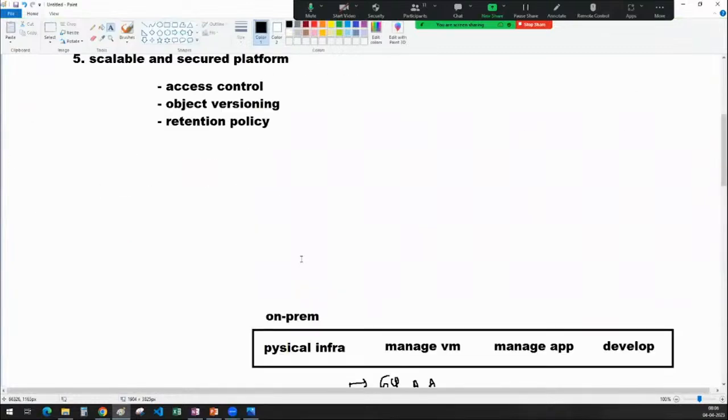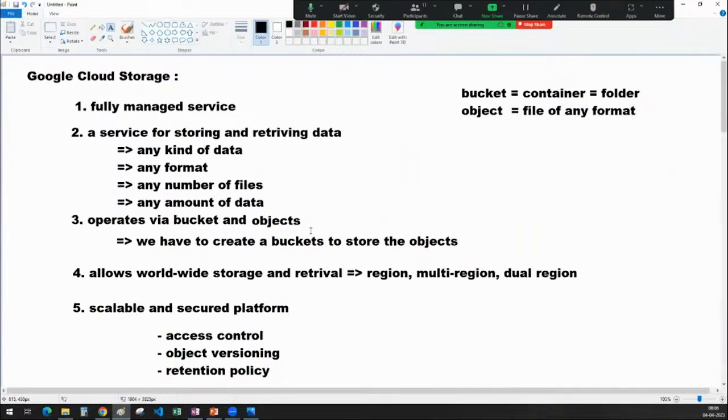Today, I hope you got some idea about Google Cloud Storage as well as the different varieties of services in the cloud platforms. Any questions so far on the Google Cloud platform, guys?